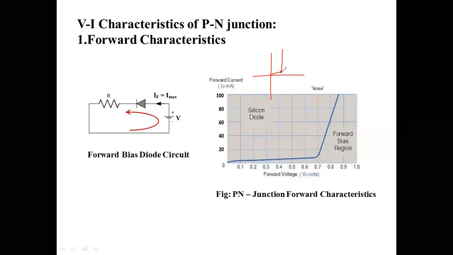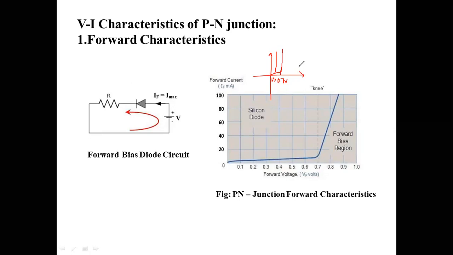Where your diode gets on, the diode is getting on at 0.7 volt for silicon, and for a 0.3 volt, it will get on before this. This is in case of germanium diode. Here it will be, you can say, 0.3 volt. Okay, at 0.3 volt it will be on.